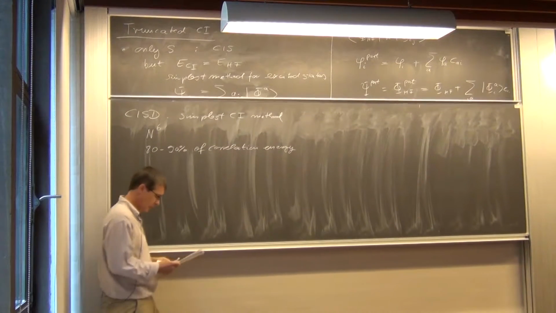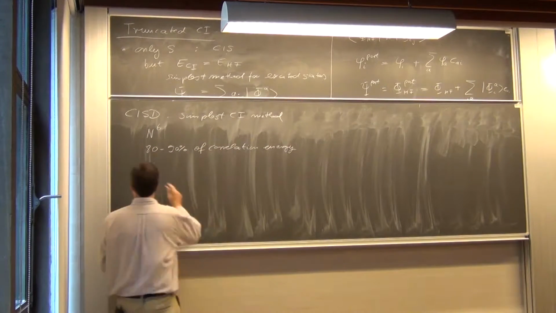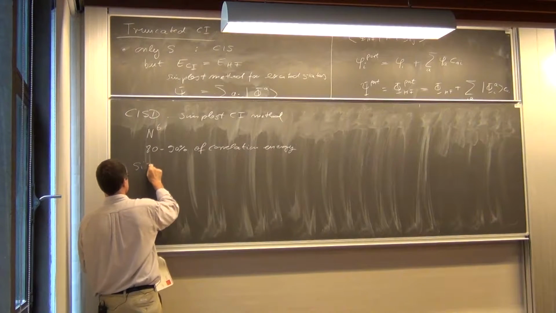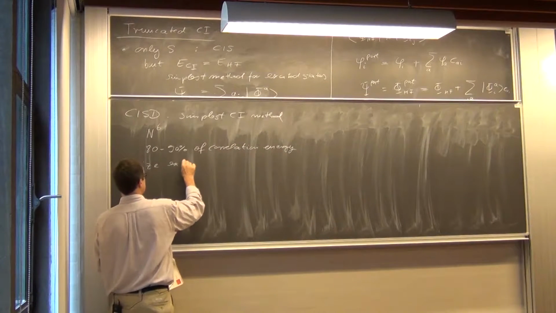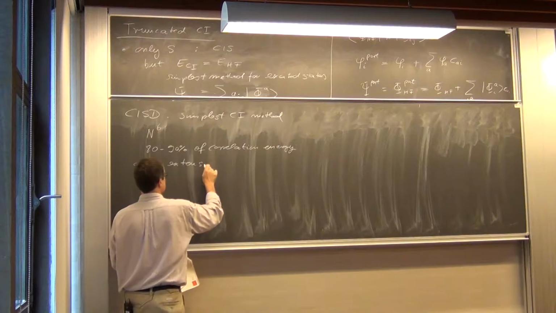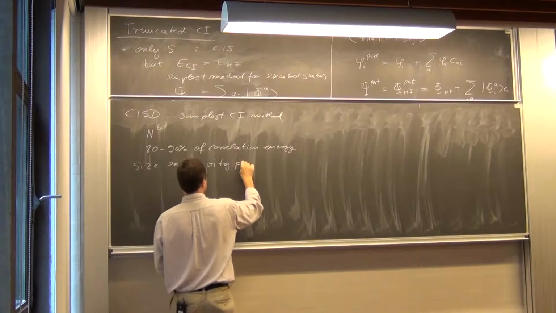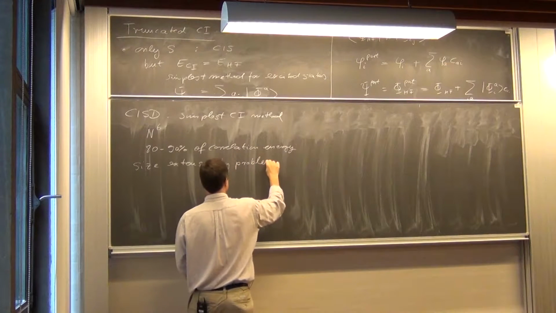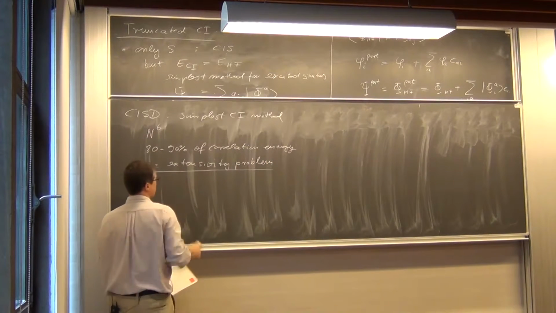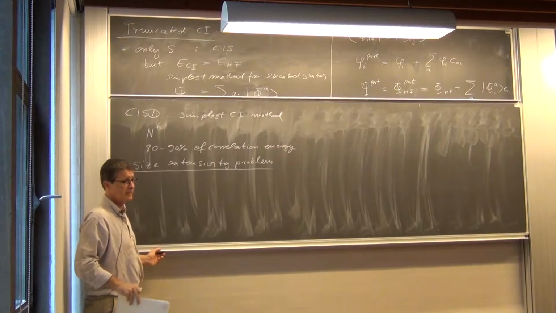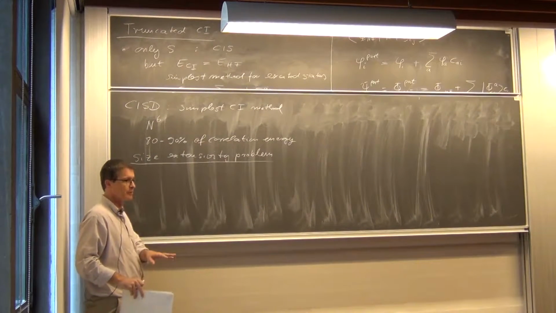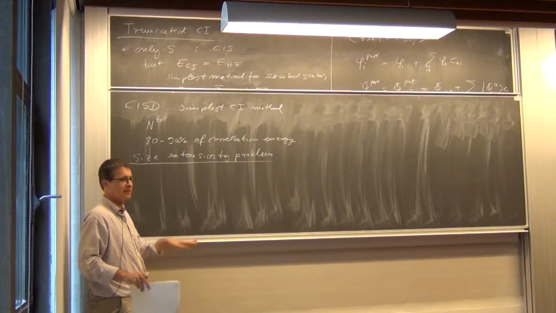Why is that? That's called the size extensivity problem. Sometimes also called the size consistency problem, and there is a difference between the two. Never mind here, just get the idea.